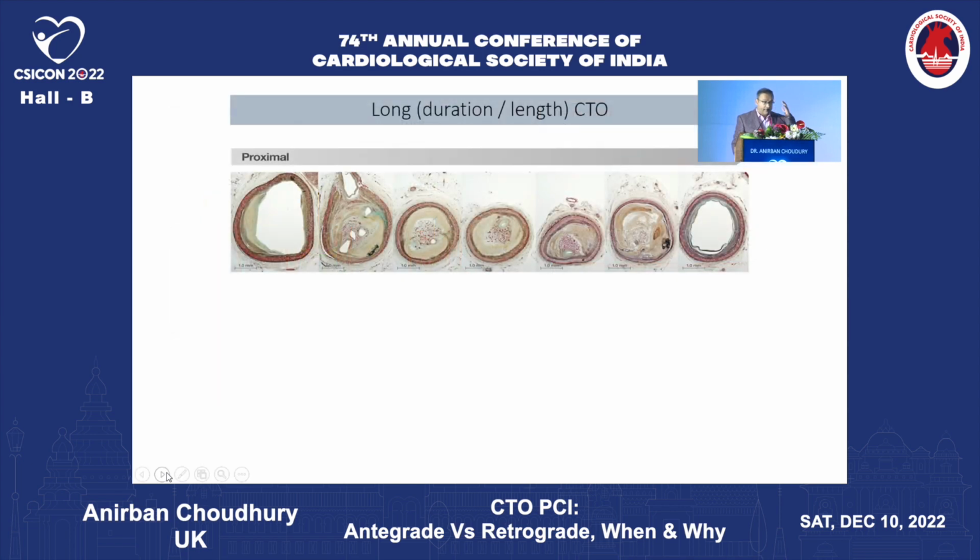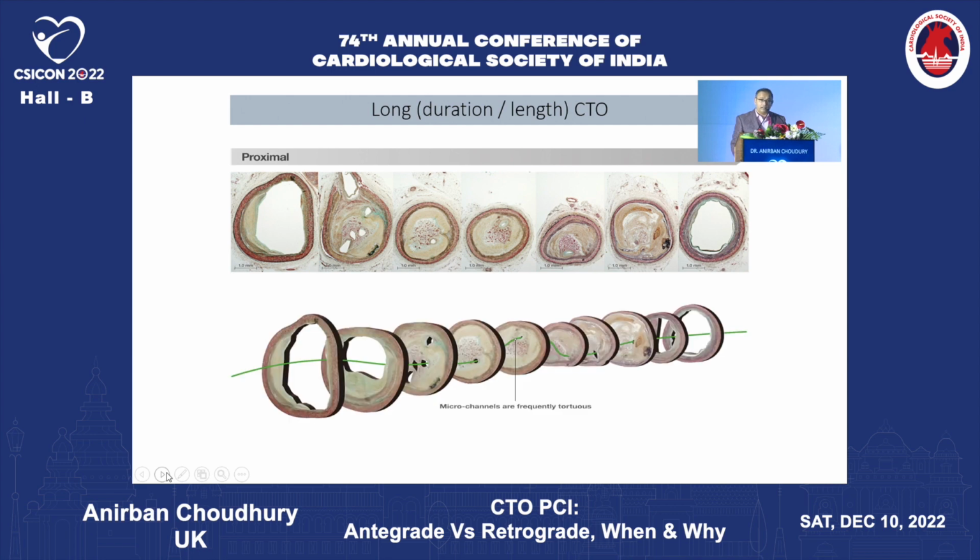Next factor is the length of the CTO, whether we go antegrade or retrograde. It might look like there are channels, there might be a trickle of flow, but these channels are not straight lines. And the longer the length of the CTO, the less likely that you can have an intra-plaque passage of the wire, and more likely you'll end up going subintimal.